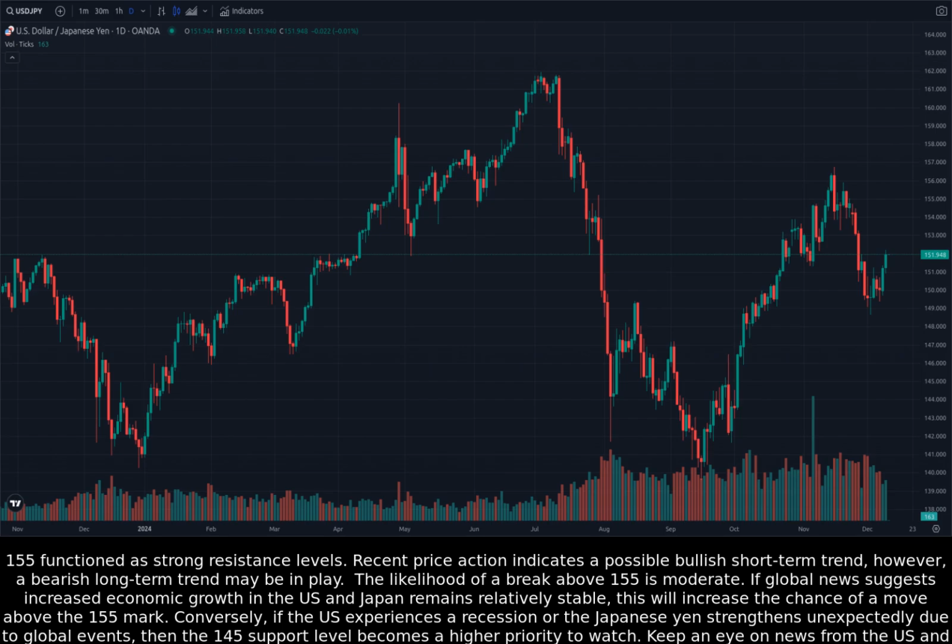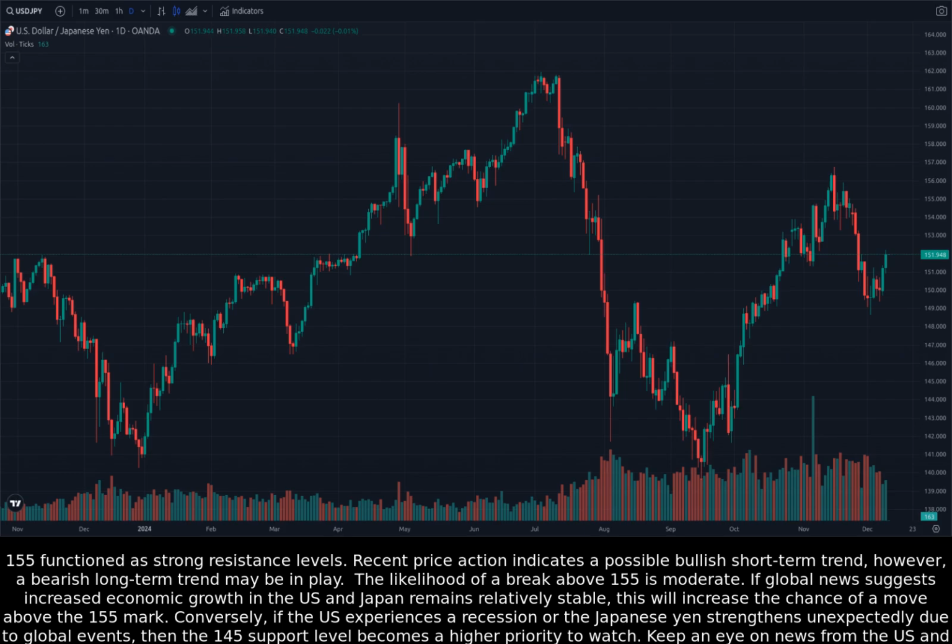In summary, the USDJPY presents a complex picture. The 145 level showed to be a strong support level, while 150 and 155 functioned as strong resistance levels. Recent price action indicates a possible bullish short-term trend. However, a bearish long-term trend may be in play. The likelihood of a break above 155 is moderate.